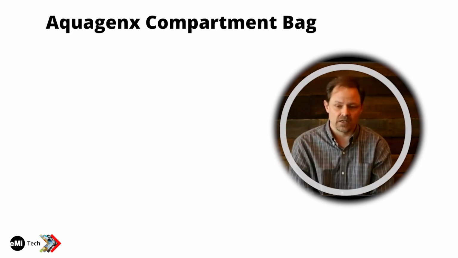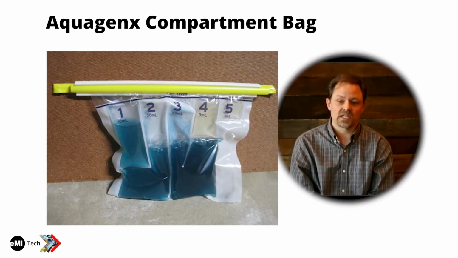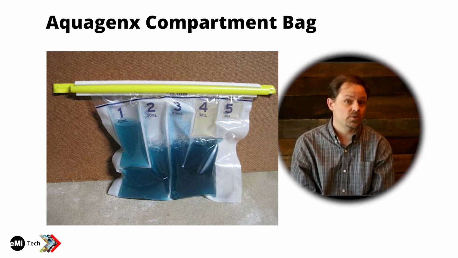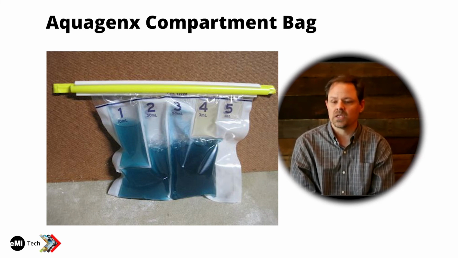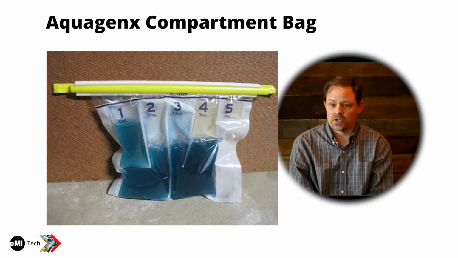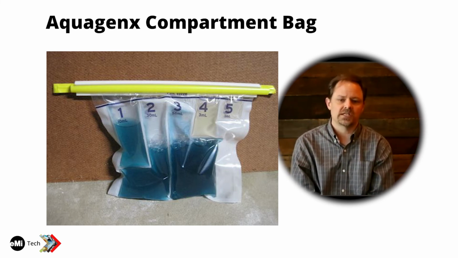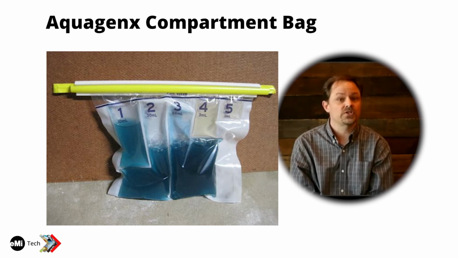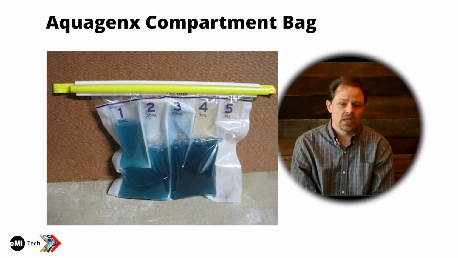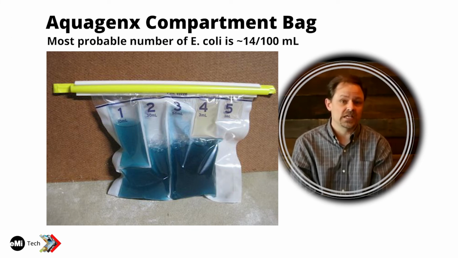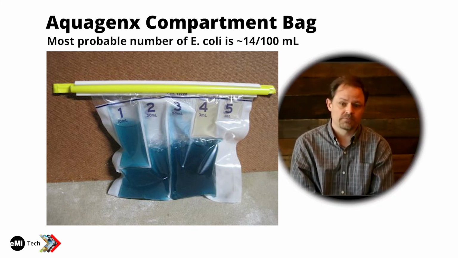You see it again shown at the bottom of this slide. You can see that I had 3 compartments that showed the presence of E. coli, they're blue, and 2 did not. So from that, you can read a table with the instructions from the manufacturer, and it tells you that the most probable number of E. coli in this water source is 14 per 100 milliliters.